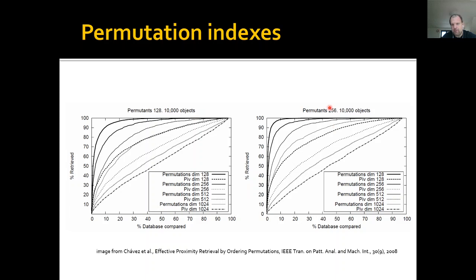It's even better with more permutants, more pivots. With 10% of the database processed, we get something like 99% precision. So in this case, it's really precise approximate search, almost 100%. But of course, it never gets 100%. It's always an approximate technique. Okay, so this was about approximate search, and that's it for today.